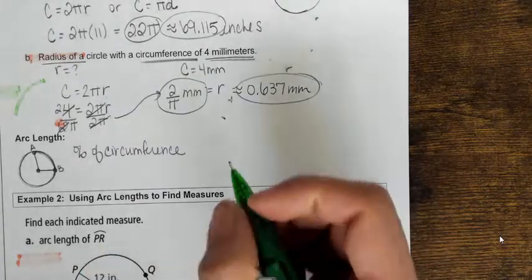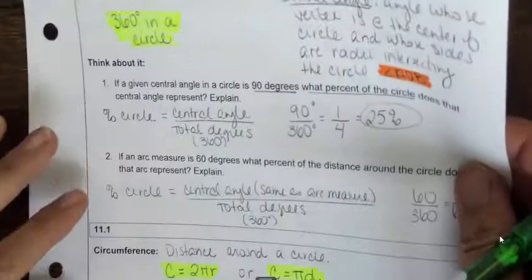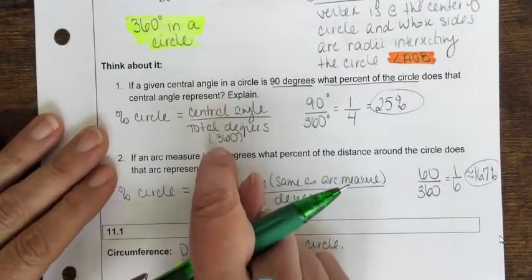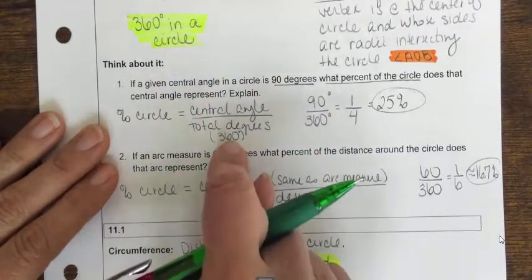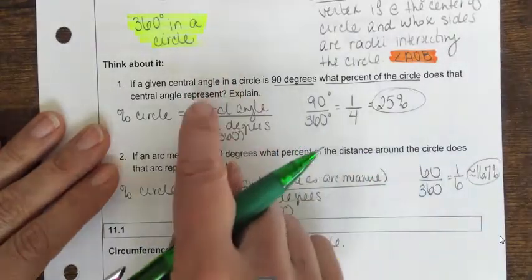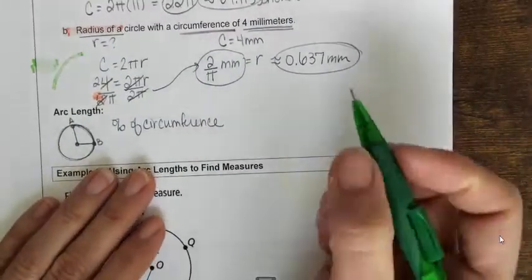Okay, so how do we find this? Let's actually get a calculation. When we were trying to find the percent of a circle, we did the central angle over the total degrees. So we're going to find the percent of the circle, and now that we're talking about arc length, we're going to take that percent of the circle and multiply it by the circumference, because it's a percent of the circumference.